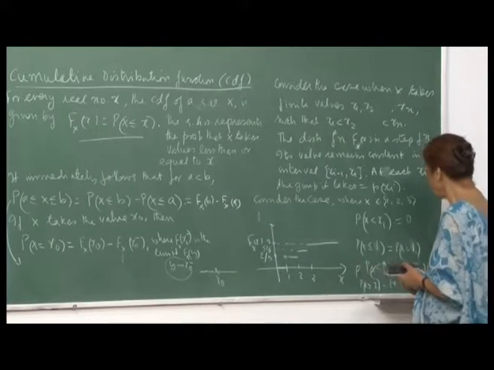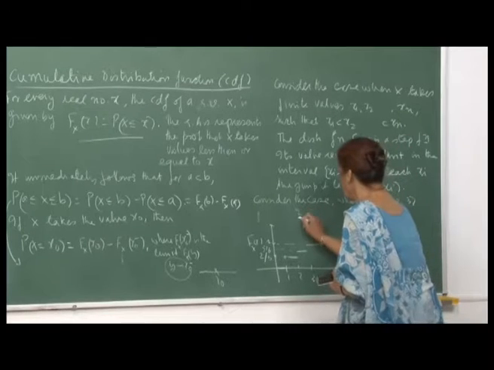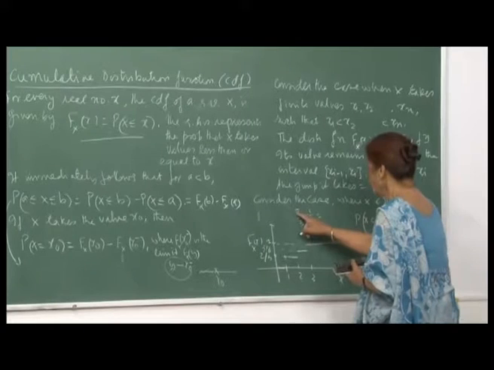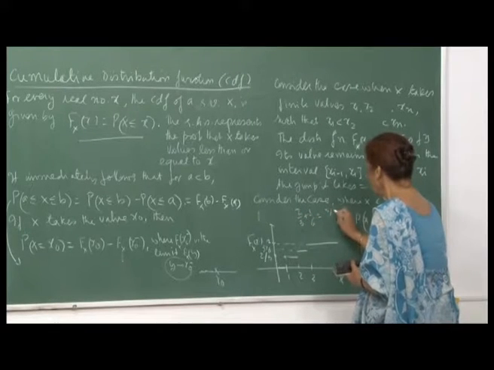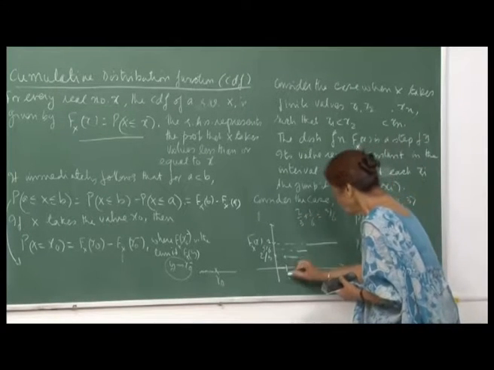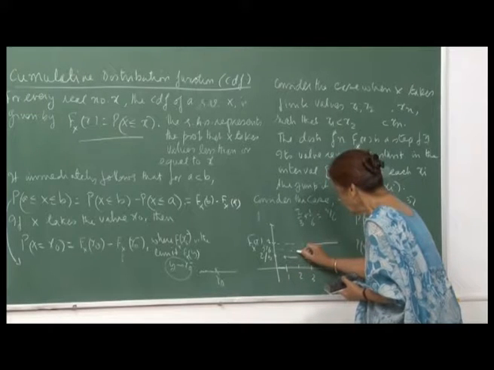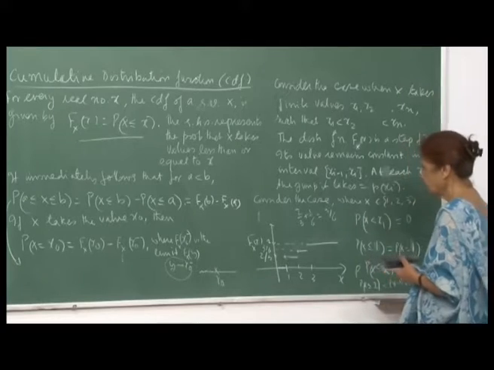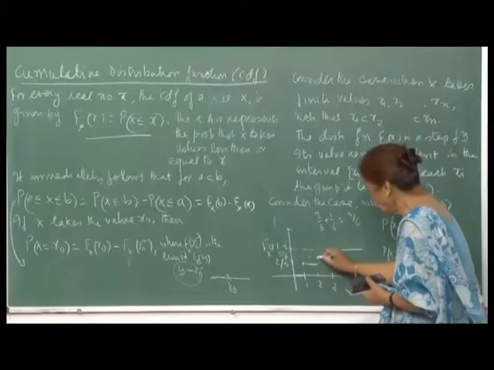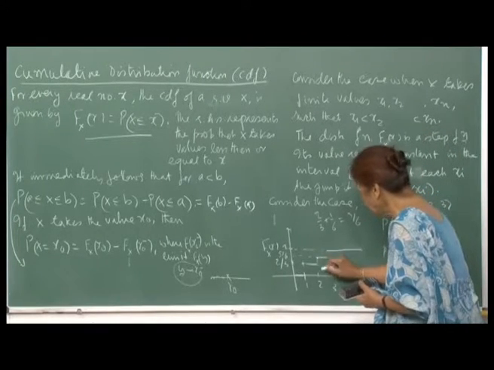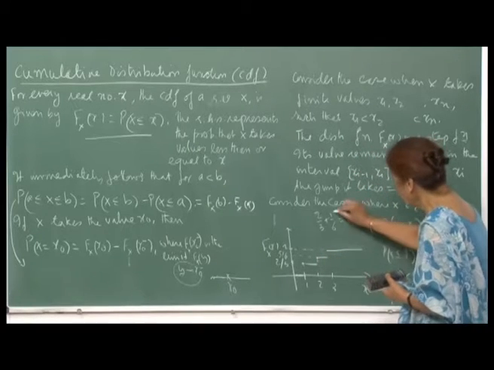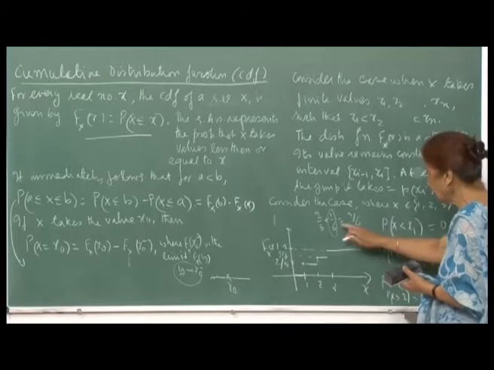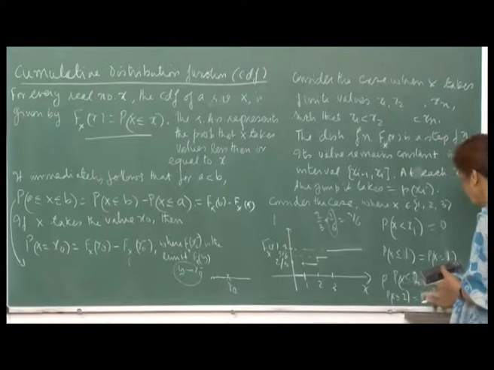So, then the two probabilities will get added up. That means it will be 2 by 3 plus 1 by 6, which will be 5 by 6. So, from 2 by 3 it takes a jump, and at 2 the value now becomes 5 by 6. And you can see that this jump that it takes is equal to the probability of the discrete random variable at that point. That means, probability x equal to 2.